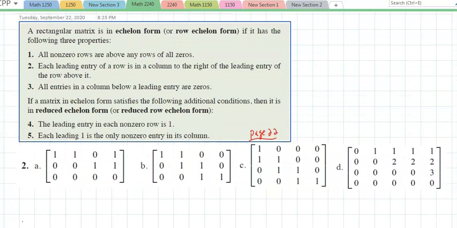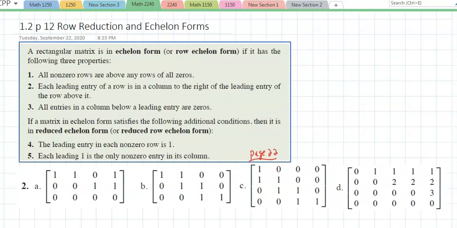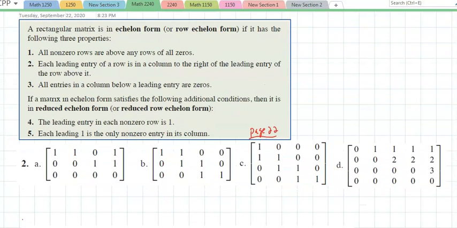Alright. Section 1.2 is on page 12. It talks about row reduction and echelon forms. Echelon form is really important. The goal here is not only to approach it, but to interpret it correctly.